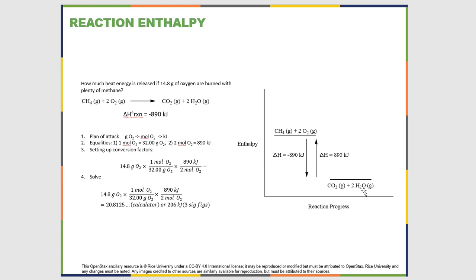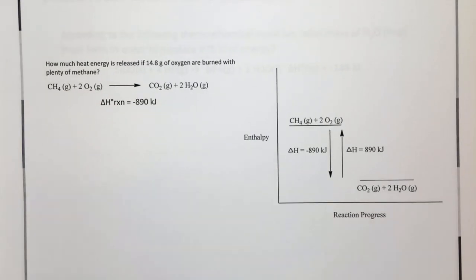Another important thing to note is, if you wanted to combine carbon dioxide and water to form oxygen and methane, you would have to put in 890 kilojoules of energy. So the magnitude is the same, but the sign is different. So the magnitude is still 890 kilojoules, but now it's positive instead of negative. So the reverse reaction has the opposite sign of the forward reaction. The other important thing to note, as I said before, is for the reaction as written. So let's take a look here at this example.